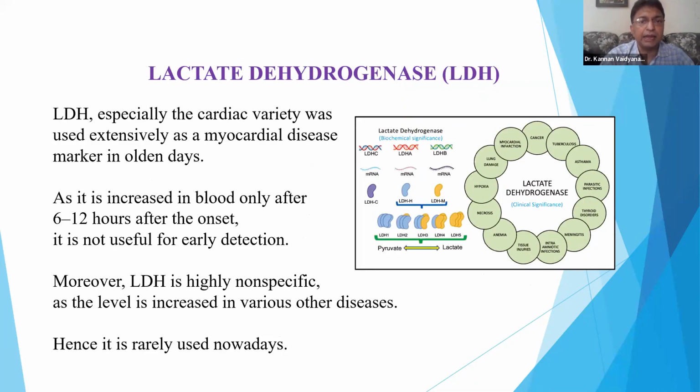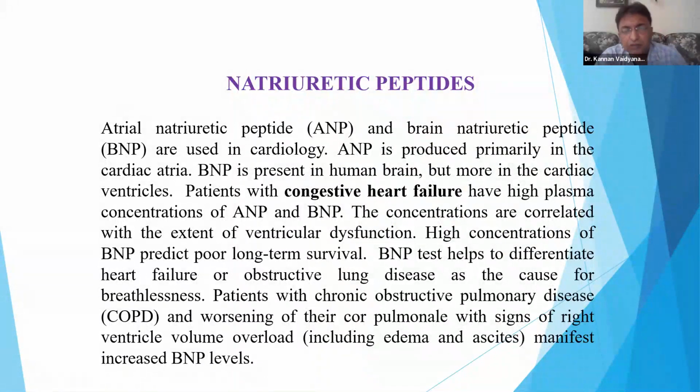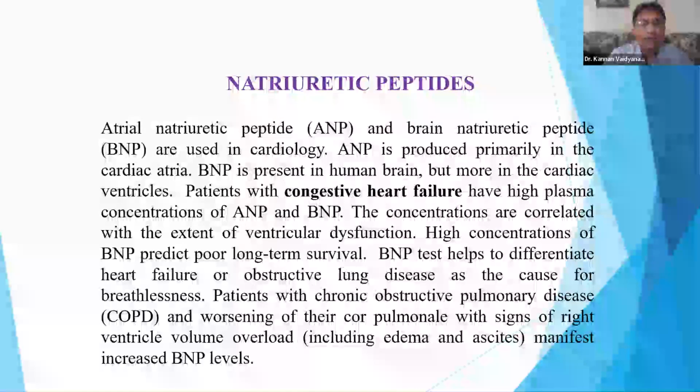Now, coming to the risk markers, the first one I'll be discussing is natriuretic peptide. You have two types of natriuretic peptides. One is the atrial natriuretic peptide, or ANP, and the second one is brain natriuretic peptide, BNP. ANP is produced primarily in the cardiac atria, whereas BNP is present in the human brain, but it is more present in the cardiac ventricle, and therefore patients with congestive cardiac failure have high concentrations of both these natriuretic peptides, ANP and BNP. But BNP probably became more popular than ANP for congestive heart failure.